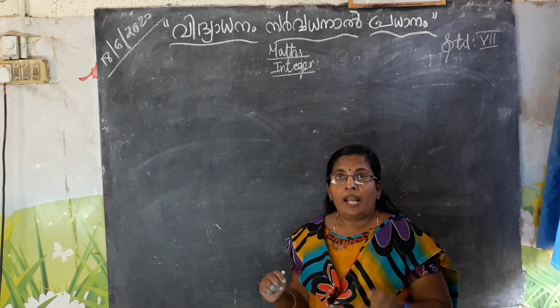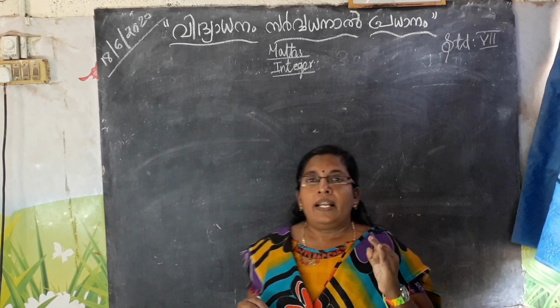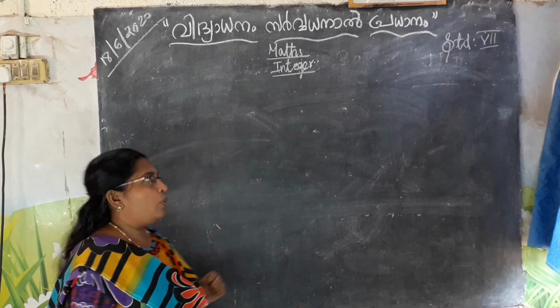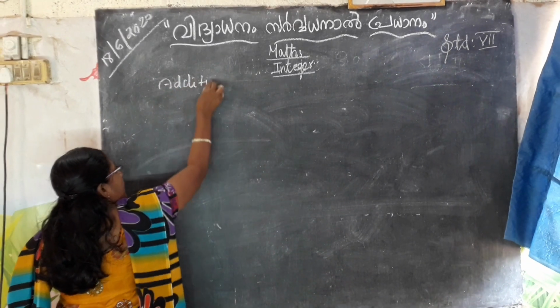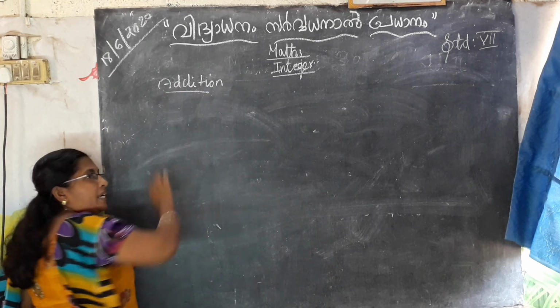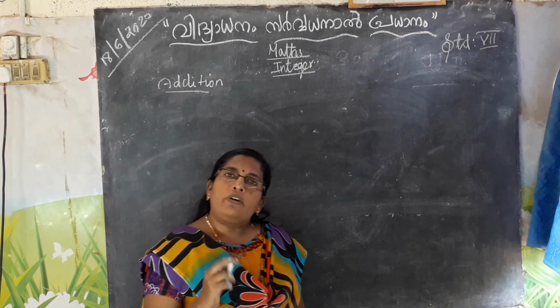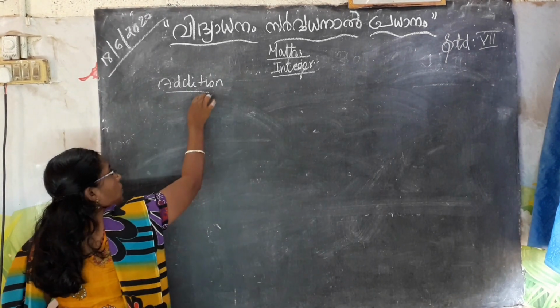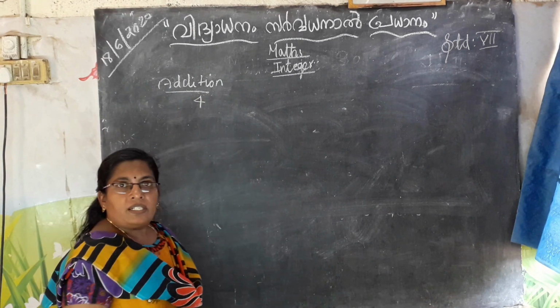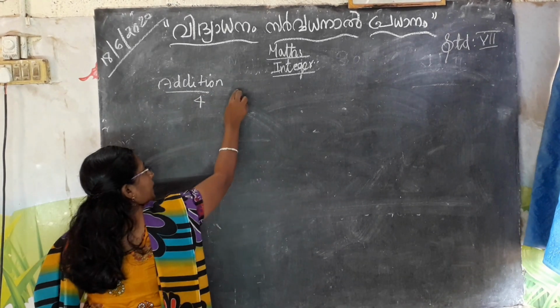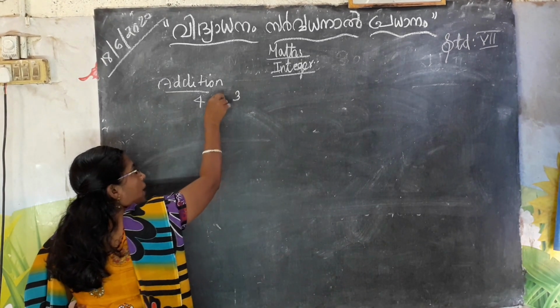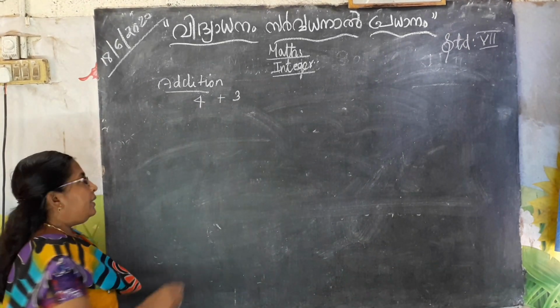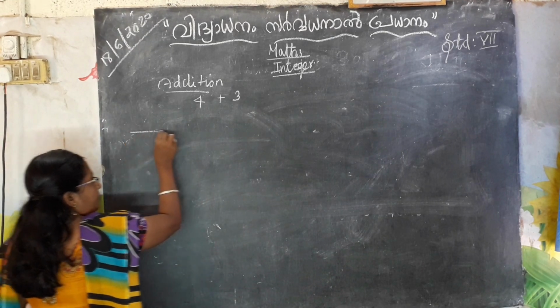Here we are studying addition and subtraction on the number line. First one, addition. Take any two positive integers. First, 4 is a positive integer, and 3 is another positive integer. We are going to add them on the number line. How to add?